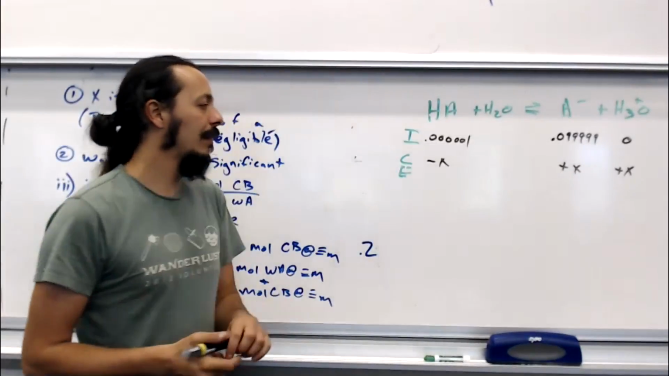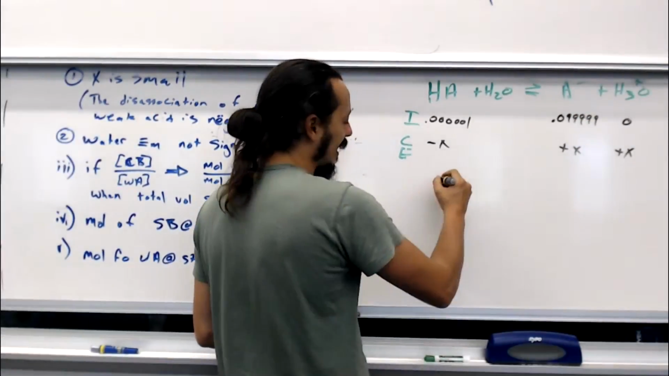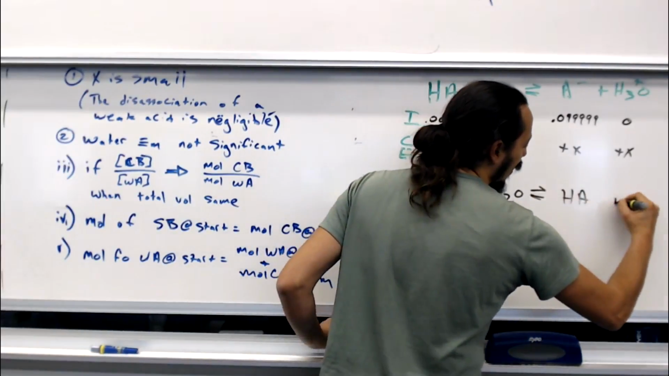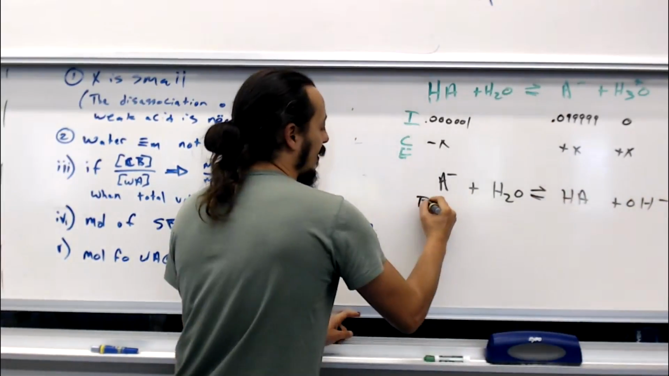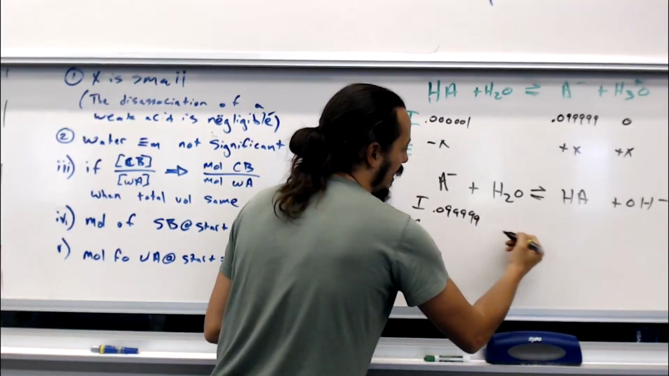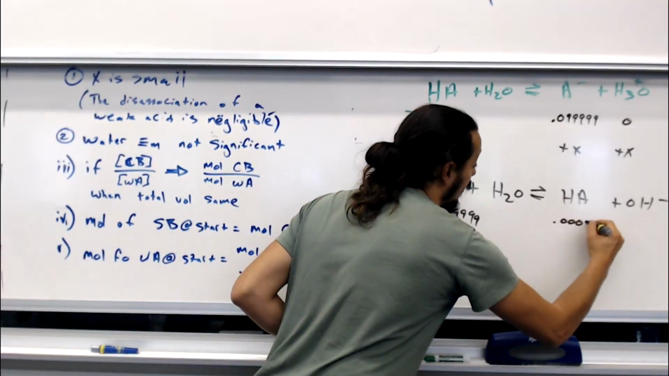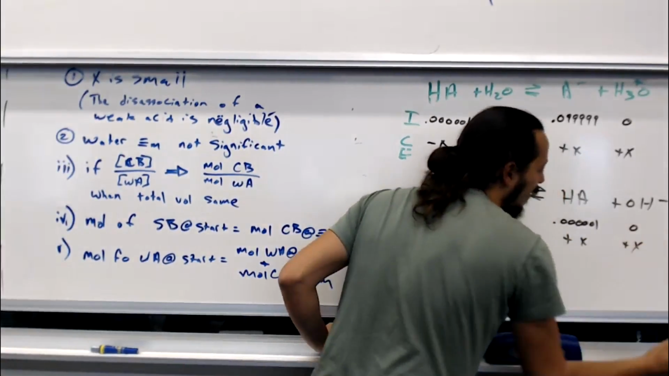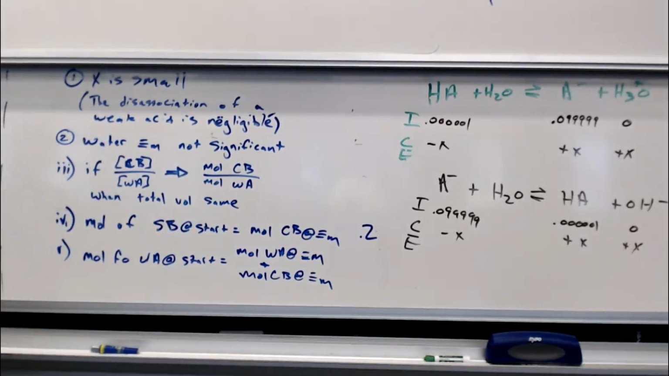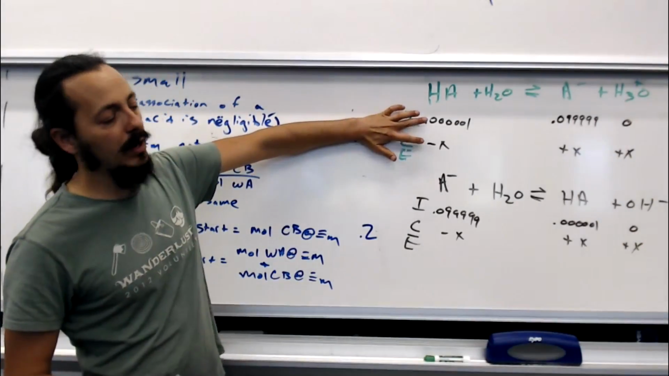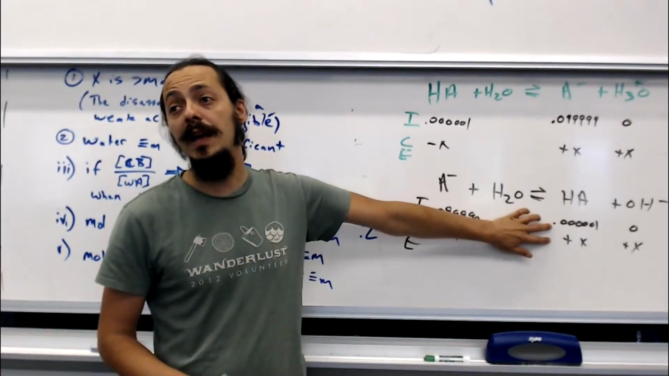But whatever way you want to look at it, we could also say that in this case we should be looking at it as A minus plus H2O goes to HA plus OH minus. And in this case, I'm going to set up my ice table the opposite way with 0.099999 and 0.000001, 0. I'm going to do minus X plus X plus X. The equilibrium either way should get us the same answer. It's just a matter of how easy the calculation is to do. But either way we do this, the X is small approximation fails.